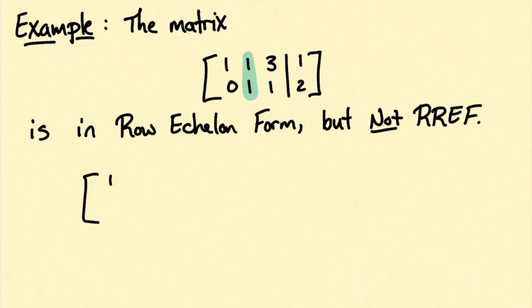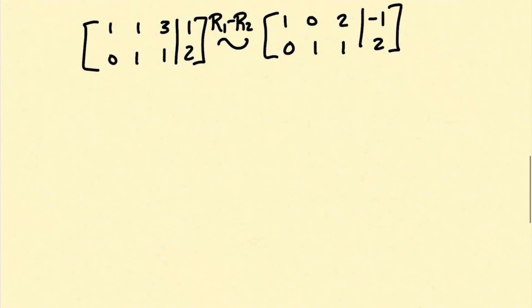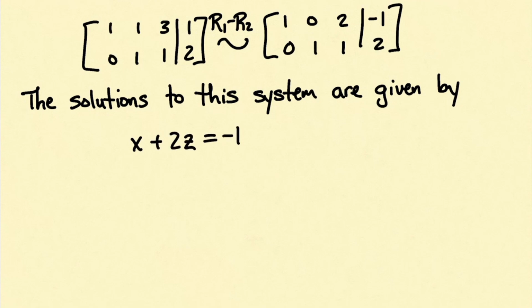Once you're in row echelon form, it's very easy to get into reduced row echelon form by simply using the leading entry to clear the rest of the column. So when we subtract row 1 from row 2, this puts us into reduced row echelon form because we have a 1 as our leading entry here, and it is the only entry in this column. We have a leading entry of 1 here, and it is the only entry in that column. We can still read off all of the solutions to this particular system from the reduced row echelon form.